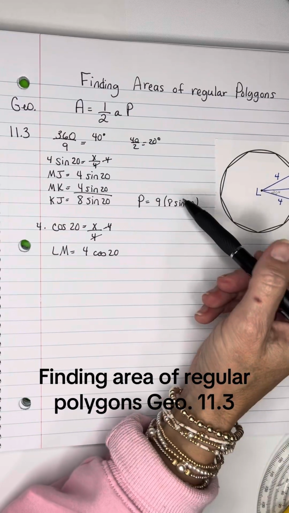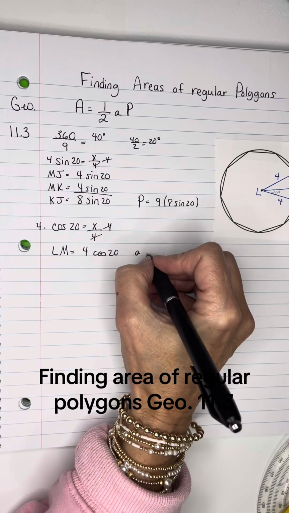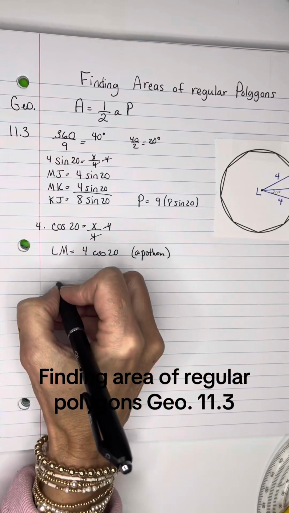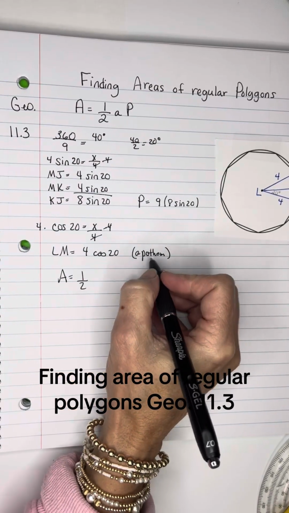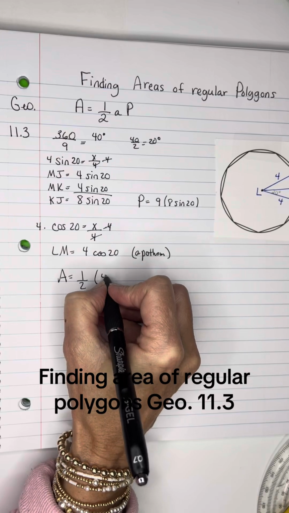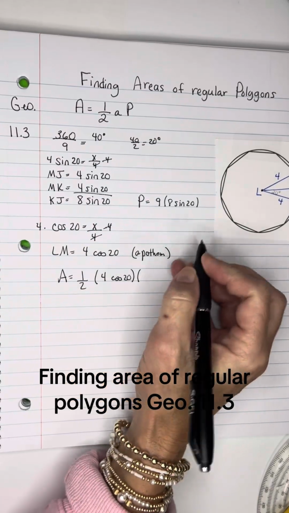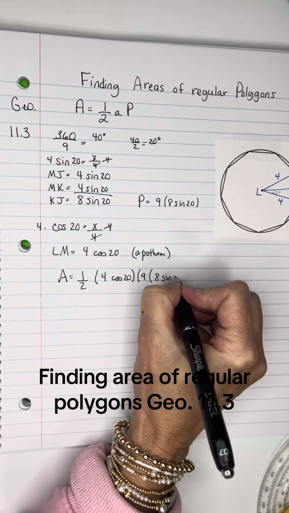All right, so I know my perimeter, I know my apothem. Let's use our formula. Area equals 1/2 multiplied by 4 cosine of 20 multiplied by the perimeter, which is 9 times 8 sine of 20.